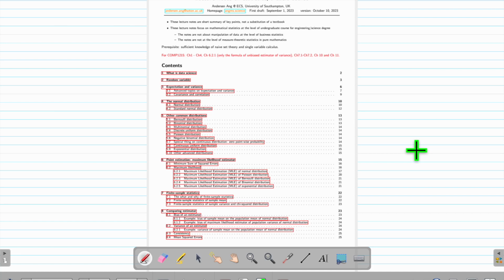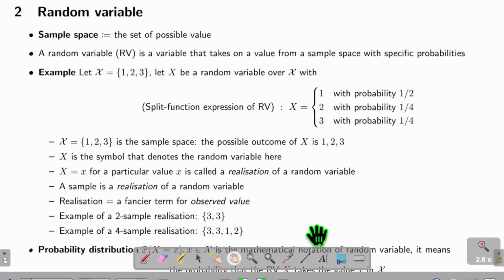Now we will move on to the lecture notes, okay? Let's recall what is sample space. Sample space is basically the set of possible values, okay? Or the set of possible outcomes. What is a random variable?